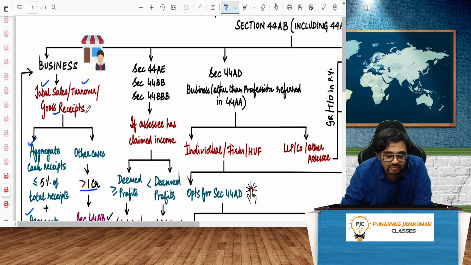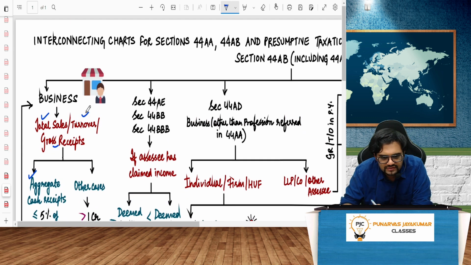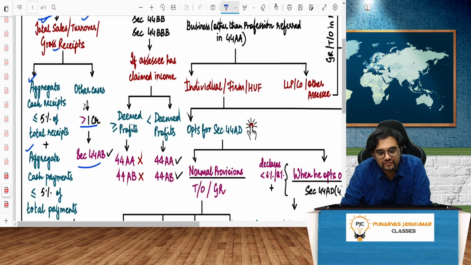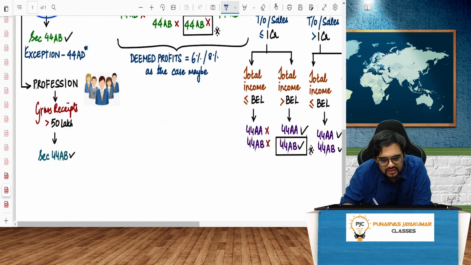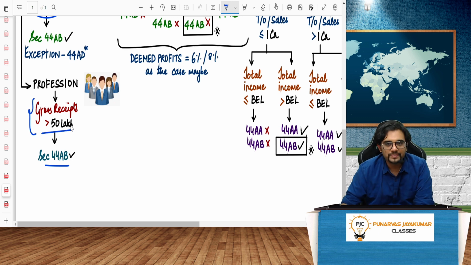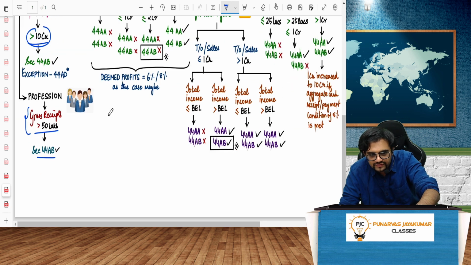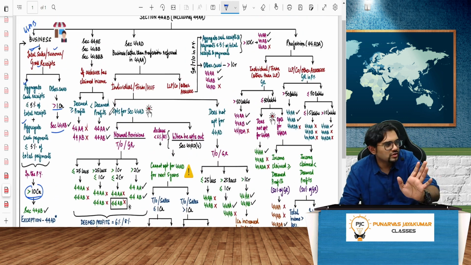Guys, this is for business. We are discussing 44AB for business. Sir, what about profession? Profession, here it's there. Section 44AB will come if the gross receipts in the previous year is more than 50 lakh rupees. So guys, first part of the chart done. Very, very simple chart, no tension.